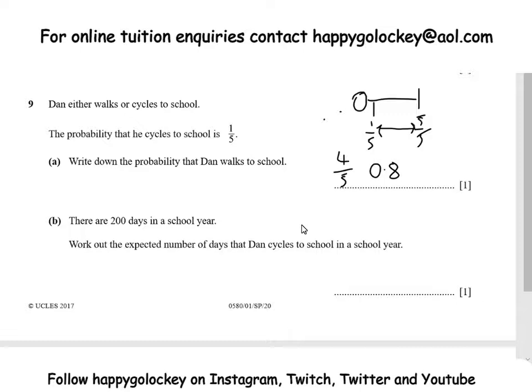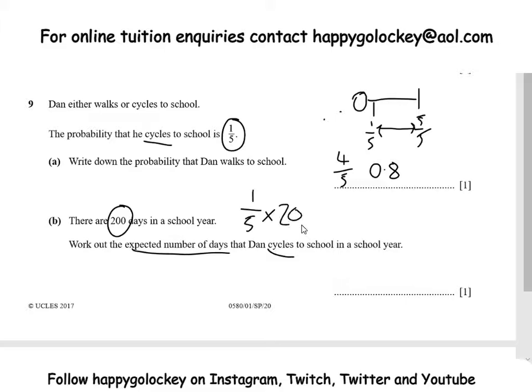Part B, there are 200 days in a school year. Work out the expected number of days that Dan cycles to school in a school year. So we know that he cycles to school in 1 in every 5, 1/5, of trips. So if there's 200 days in a school year, we need to know basically 1/5 of 200.